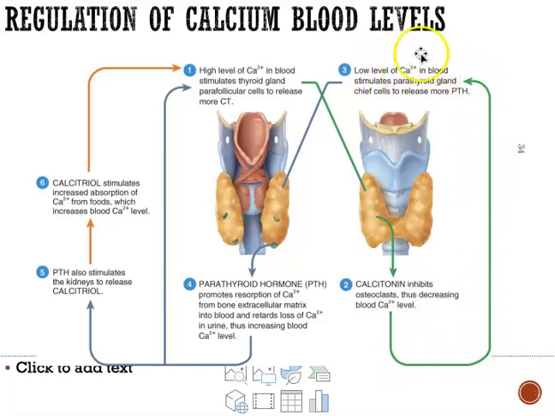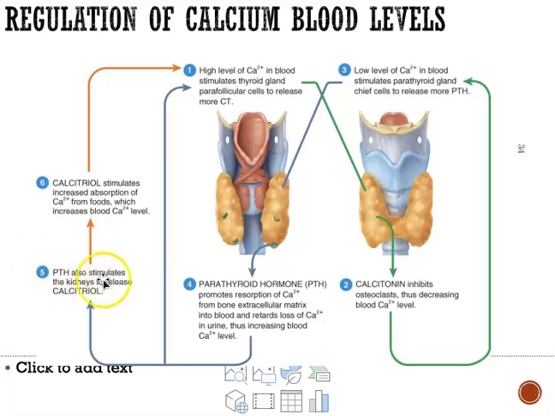Now, if those levels of blood calcium get too low, that's going to stimulate the parathyroid gland to release parathyroid hormone. Going this way. Parathyroid hormone will cause a reabsorption of calcium from the bone, meaning it will break down bone, and prevents the loss of calcium in the urine. So we saw that in the last lecture. So under parathyroid hormone, we're going to reabsorb calcium before we lose it in the urine.